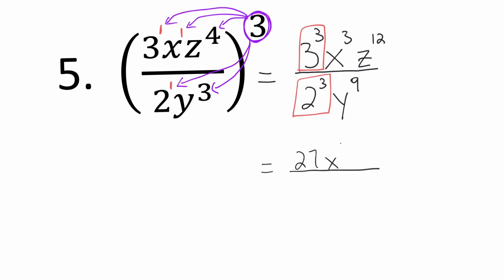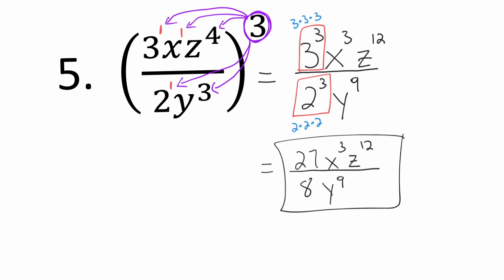You keep the x to the 3rd, z to the 12th. And the bottom, you have a 2 cubed. So that's going to be 2 times 2 times 2, and that's going to be 8. Y to the 9th power. Let me just write that down so you know mathematically that's the exponent. You multiply the base by itself 3 times. So the 3 on the top, you multiply by itself 3 times. And the 2 on the bottom, you multiply that number by itself 3 times. So my answer is right here.